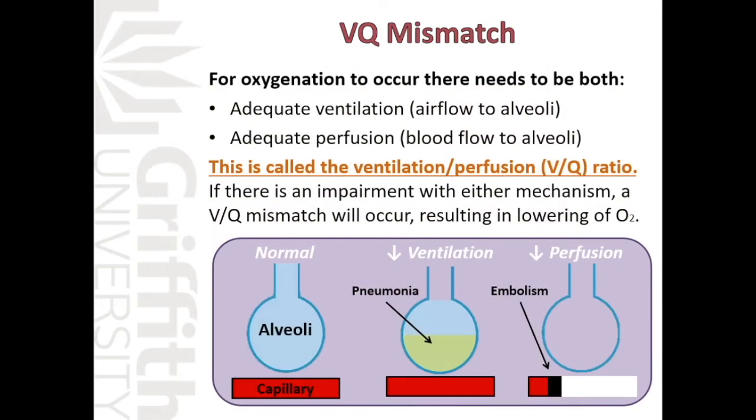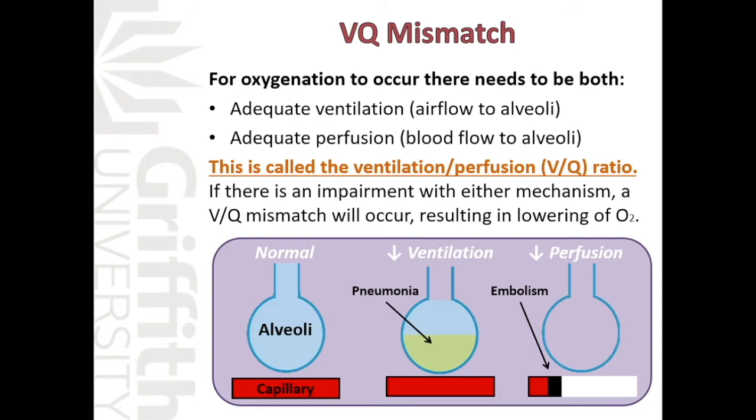Now, as I said before when we were having a look at the picture of the alveoli and the capillary bed right next to there, oxygenation needs two main things to be effective: adequate ventilation, so the airflow to the alveoli, and adequate perfusion, which is the blood flow to the alveoli within that capillary. And this is called the ventilation perfusion ratio. For some reason it's called a VQ ratio, not a VP, but anyway.